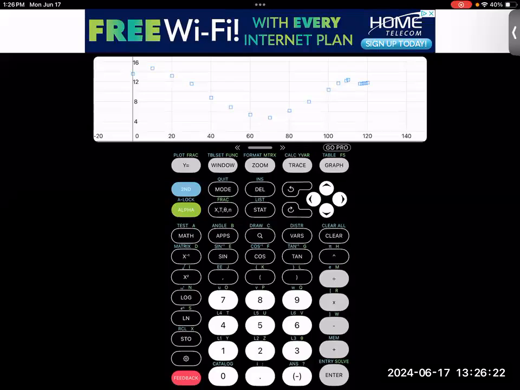What about a quadratic model? Well, a quadratic, right? Quadratic models.